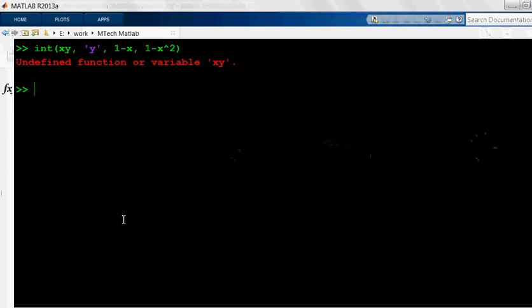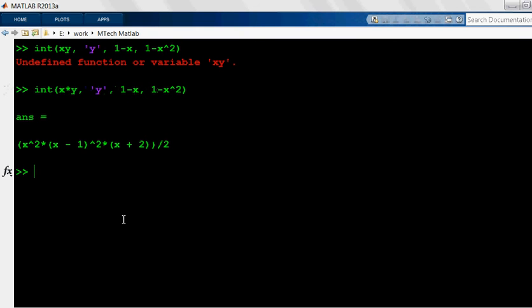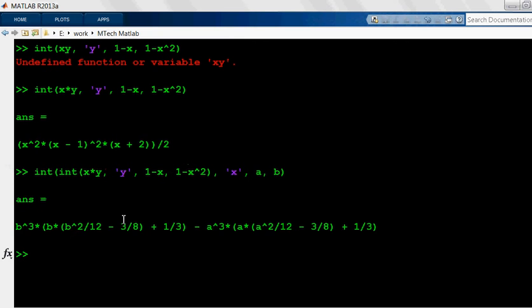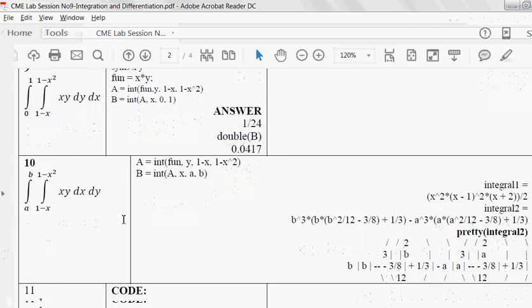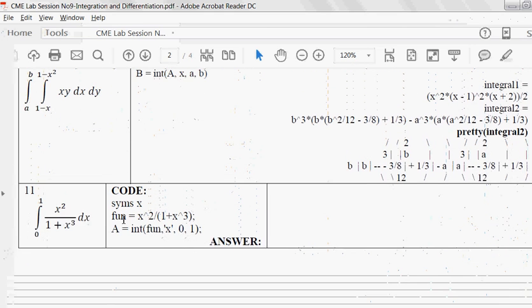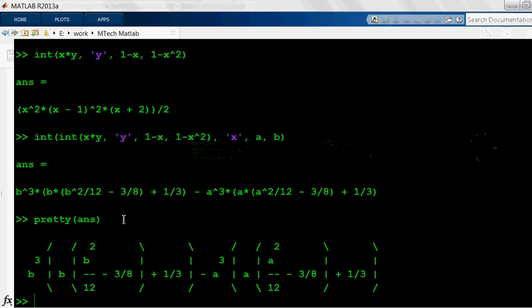The first integral has been obtained. x into y, I need to define it explicitly like this. This has been obtained. So now I have to integrate this once again. This whole thing is going to get integrated with respect to x between the limits of integration a and b. This is our answer. If I want to look at the answer, this is how it looks.